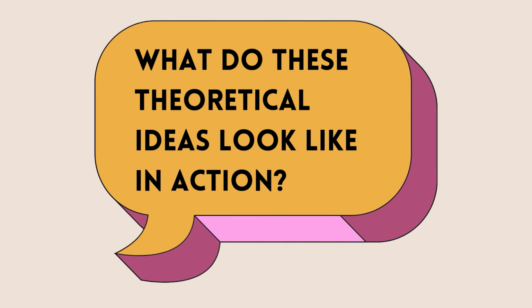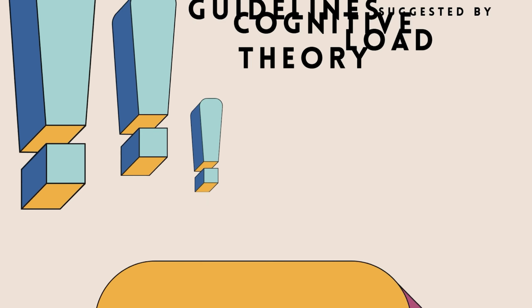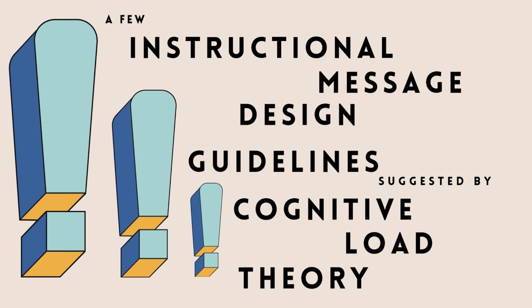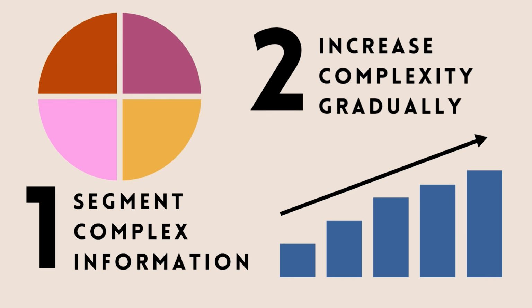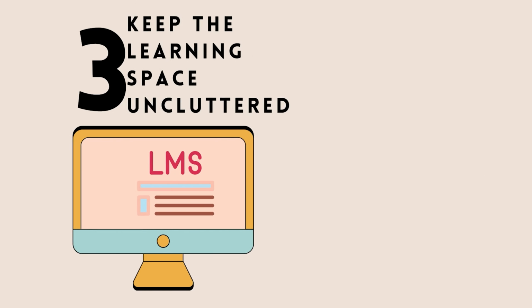So, what do these theoretical ideas look like in action? Let's take a look at some practical, hands-on tips for integrating CLT concepts into your instructional message design approach. First, simplify the intrinsic load of naturally challenging or complex information by segmenting the information, ensuring that it is all dispelled in an order that makes sense. Second, slowly increase the complexity of the information to ensure that prior knowledge has been completely digested and the learners are prepared for more advanced concepts before moving on.